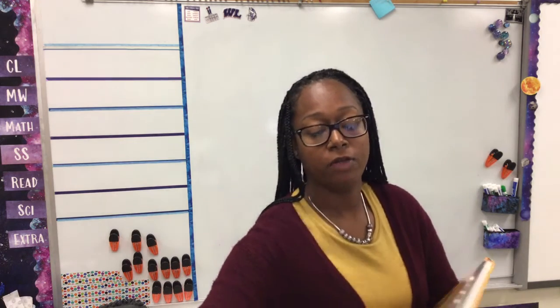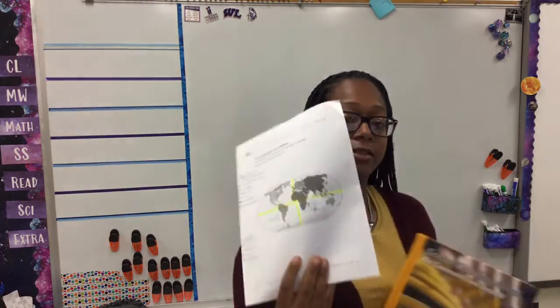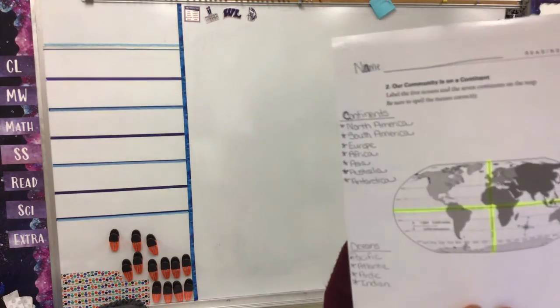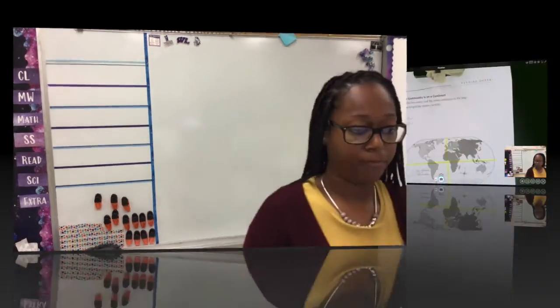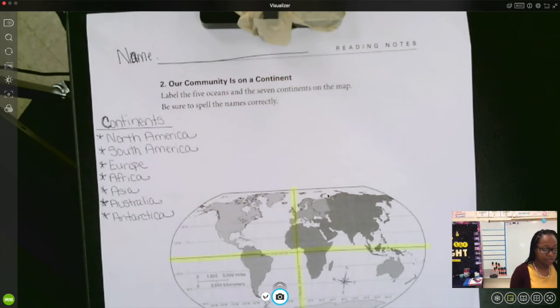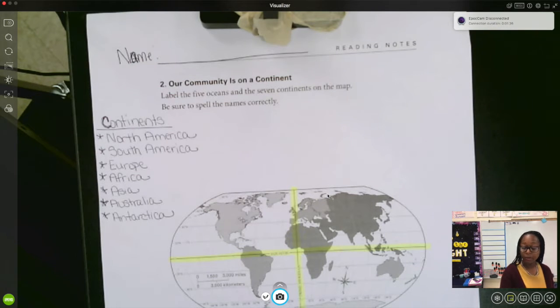If you open your Thursday folder, you'll see a worksheet that looks like this. This is what we'll be working on today. Okay, this is our worksheet for section 2. Our community is on a continent. The directions say label the 5 oceans and the 7 continents on the map. Be sure to spell the names correctly.